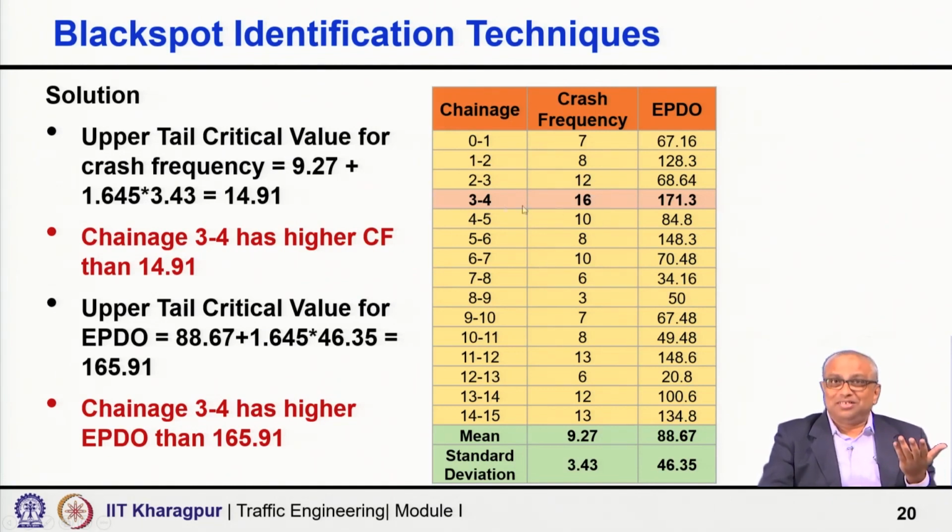So, this chain edge 3 to 4, or this segment, is identified as the black spot based on the crash frequency and also EPDO when we are using the upper tail critical test, right. So, there must be something wrong here. In the next stage of work, we should investigate further the location we have identified now and then try to get the countermeasure.